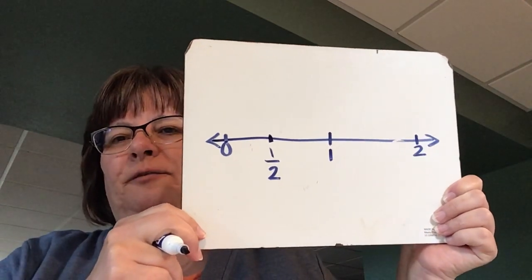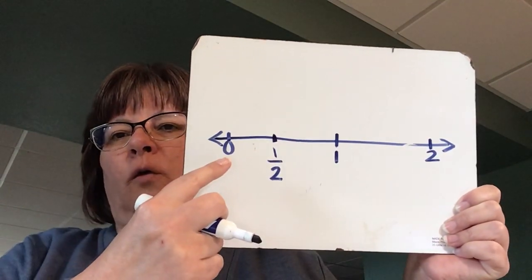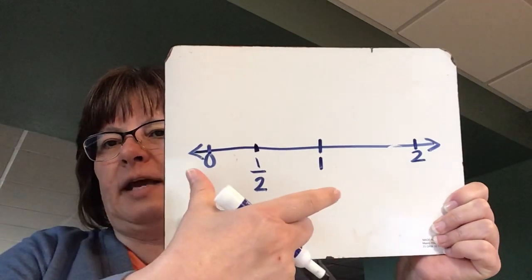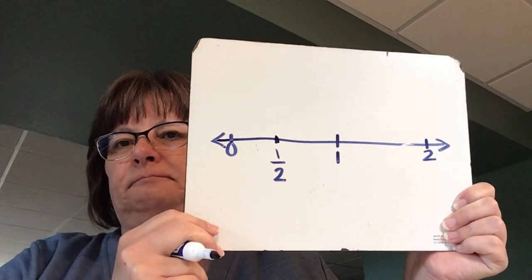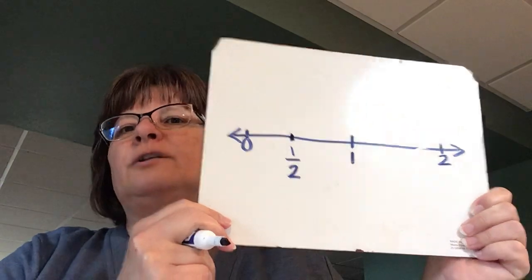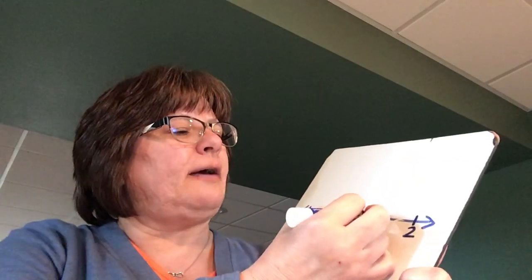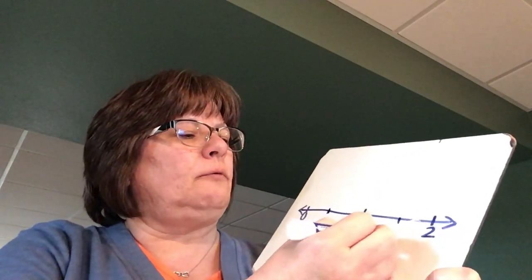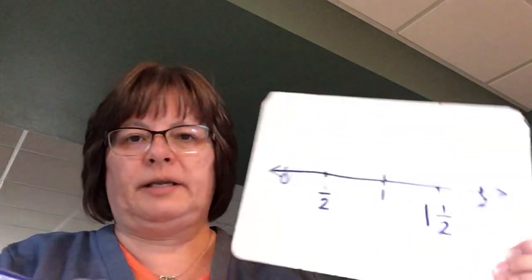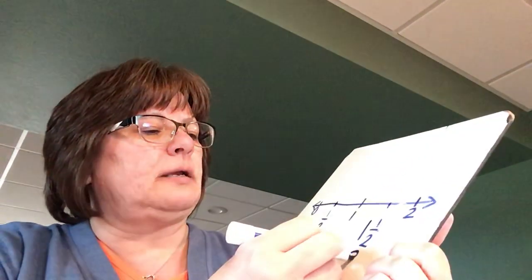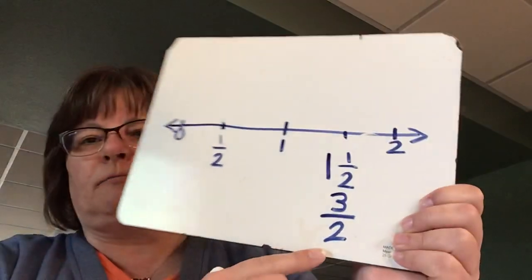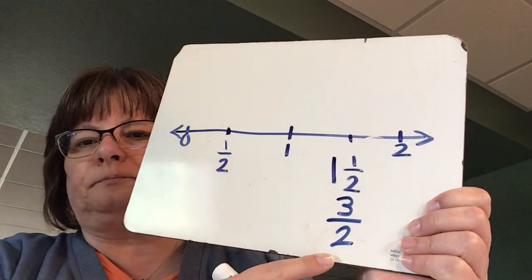Okay, so don't let that fool you. Always look for the whole, which is 0 to 1. That's the whole on a number line. Okay? Just to let you know, if we did half here, that would be 1 and 1/2, or better yet, what you've learned to call it, 3/2. Remember that from last week?